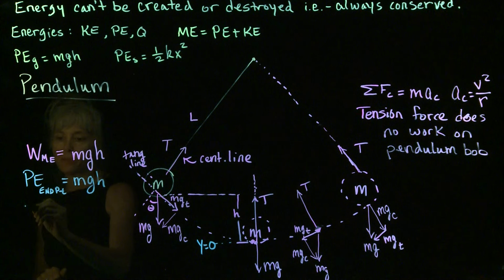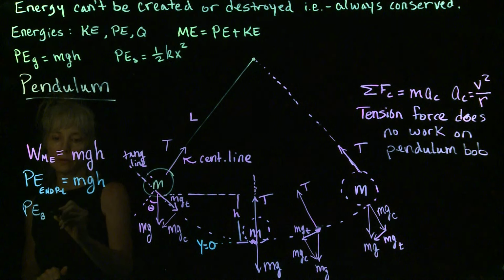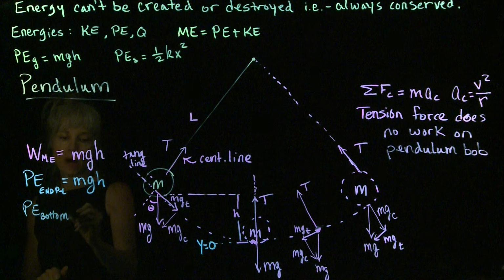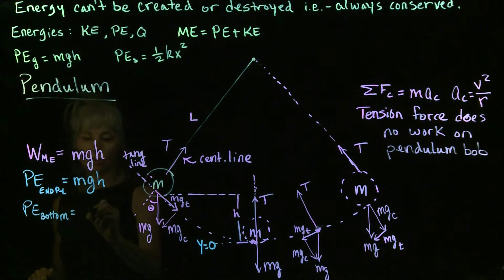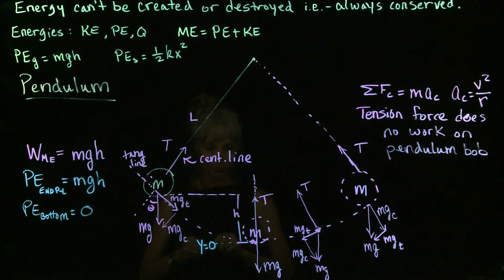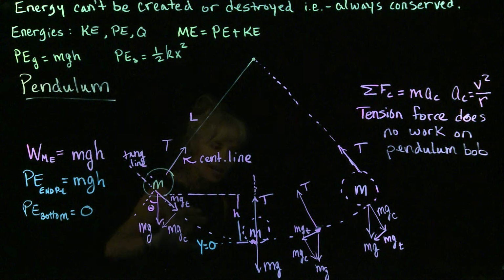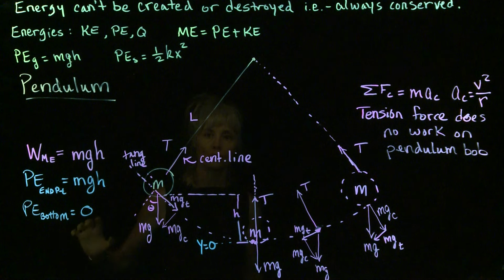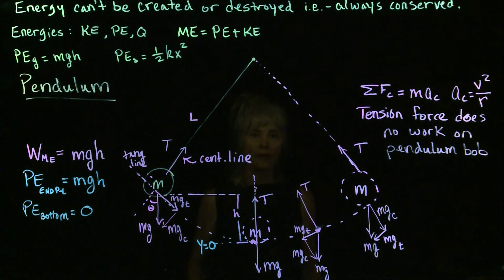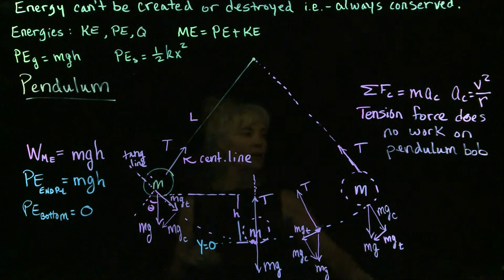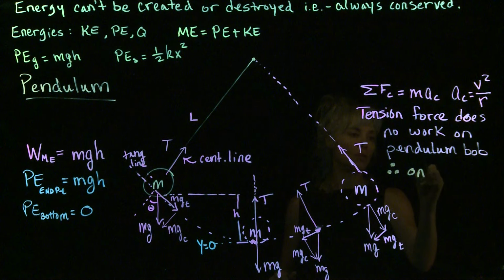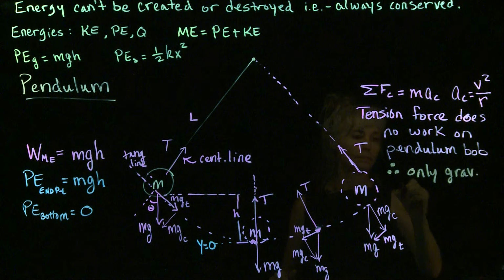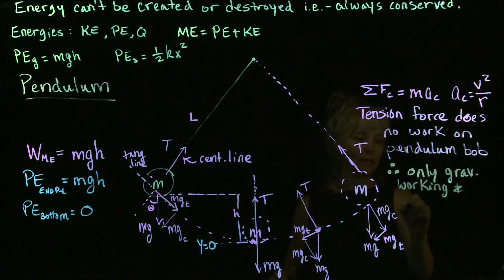What about the potential energy at the bottom? Well, the potential energy at the bottom is going to be equal to mgh. What height are we above the low point? 0. So there is no potential energy at the bottom. So because the tension force doesn't do any work, then that means the only force doing work is the gravitational force. If the gravitational force is the only force doing work, then we can apply conservation of mechanical energy. So therefore, only gravity working, and ME is conserved.